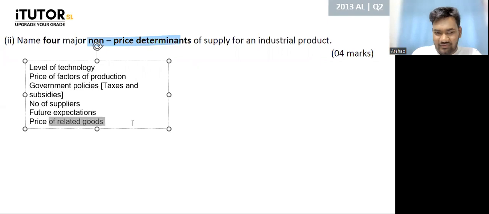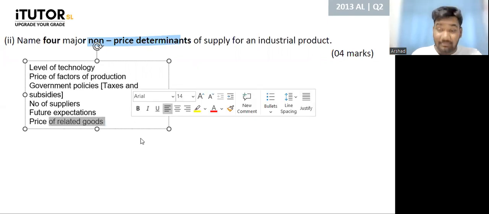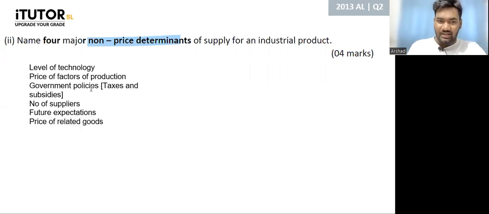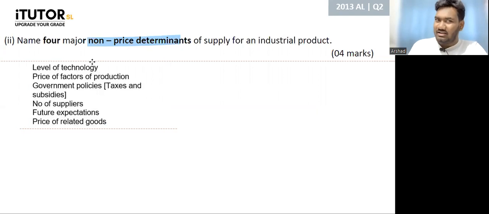You can write price of related goods, no problem there. You can't write price of the good because price of the good is a price determinant. Is that okay, guys? Fine. That's an easy 4 mark that you can get. Okay. Going to the next.